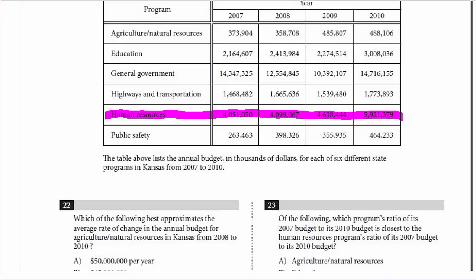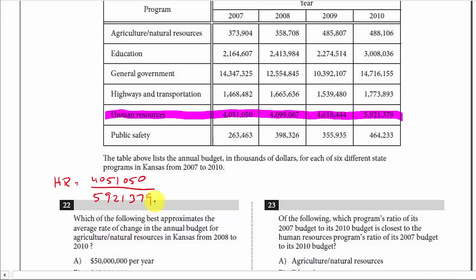They want 2007 to 2010, so the 2007 is going to go on top. For the human resources, that ratio is going to be 4051050 over 5921379, and that is equal to 0.68. Now you might be asking, why didn't you add the three zeros here? Well, we don't need to because we're dividing them. If I added the three zeros here and the three zeros here, you could just cancel them, so I don't need to worry about adding them.